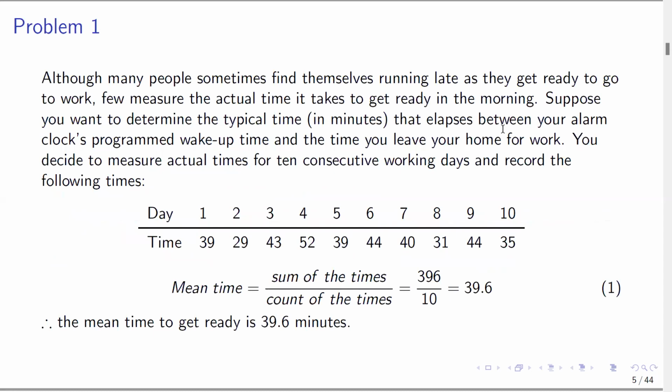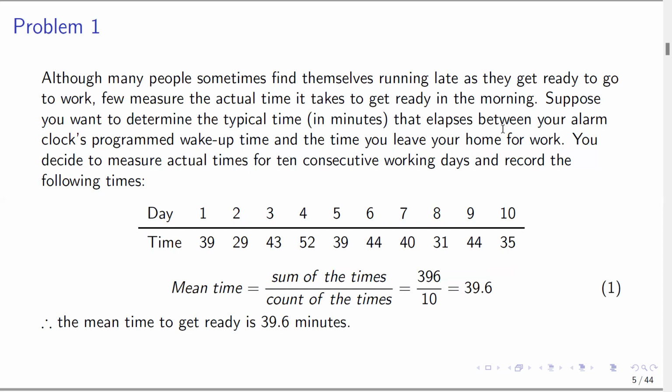We want to consider some examples now. It reads, although many people sometimes find themselves running late as they get ready to go to work, few measure the actual time it takes to get ready in the morning. Suppose you want to determine the typical time in minutes that elapses between your alarm clock's programmed wake-up time and the time you leave your home for work. You decide to measure actual times for 10 consecutive working days and record the following times.